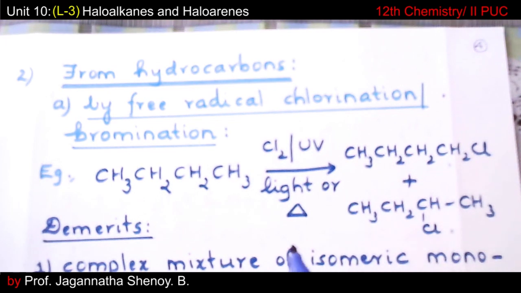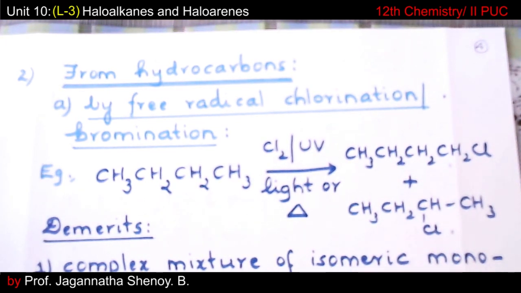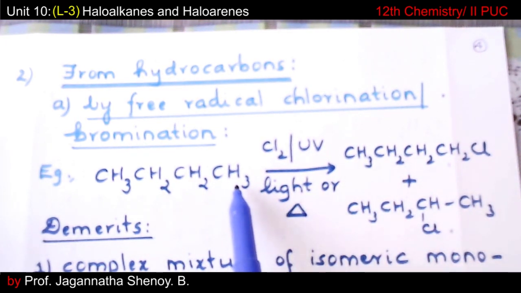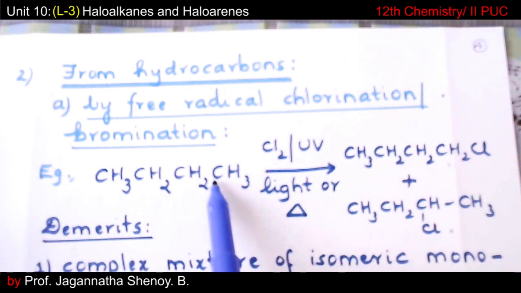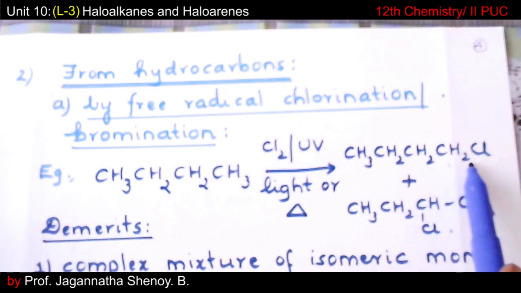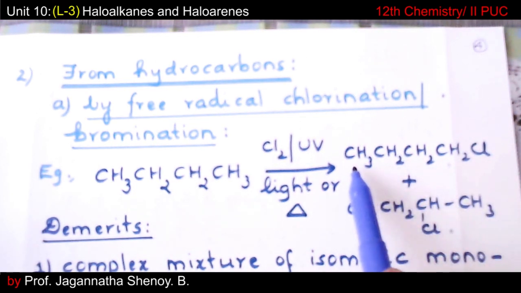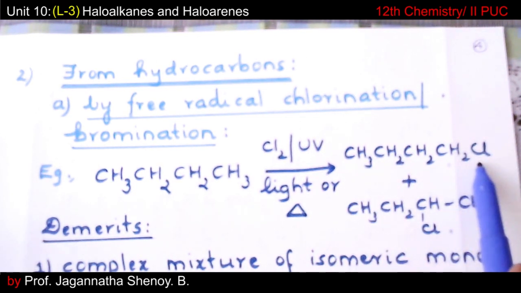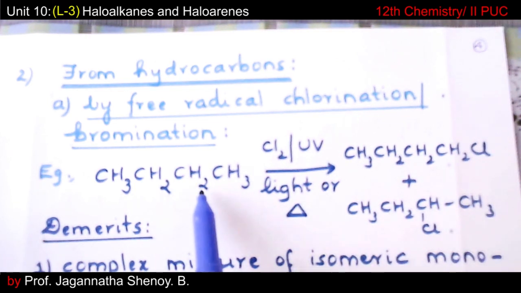Now, you are going to get a mixture. If the hydrogen atom from CH3 group is replaced, I will get n-butyl chloride or 1-chlorobutane. On the other hand, if one hydrogen atom of CH2 is replaced, I am going to get 2-chlorobutane, or we call it as secondary butyl chloride.